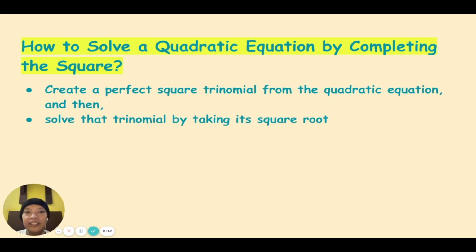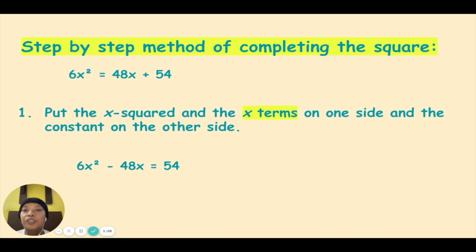So how to solve quadratic equations by completing the square? First is to create a perfect square trinomial from the quadratic equation and then solve that trinomial by taking its square root. So pag na-complete na po natin, babalik tayo dun sa first step, yung nakaraan na, isosolve natin yung square root. So ito po yung step-by-step method of completing the square.